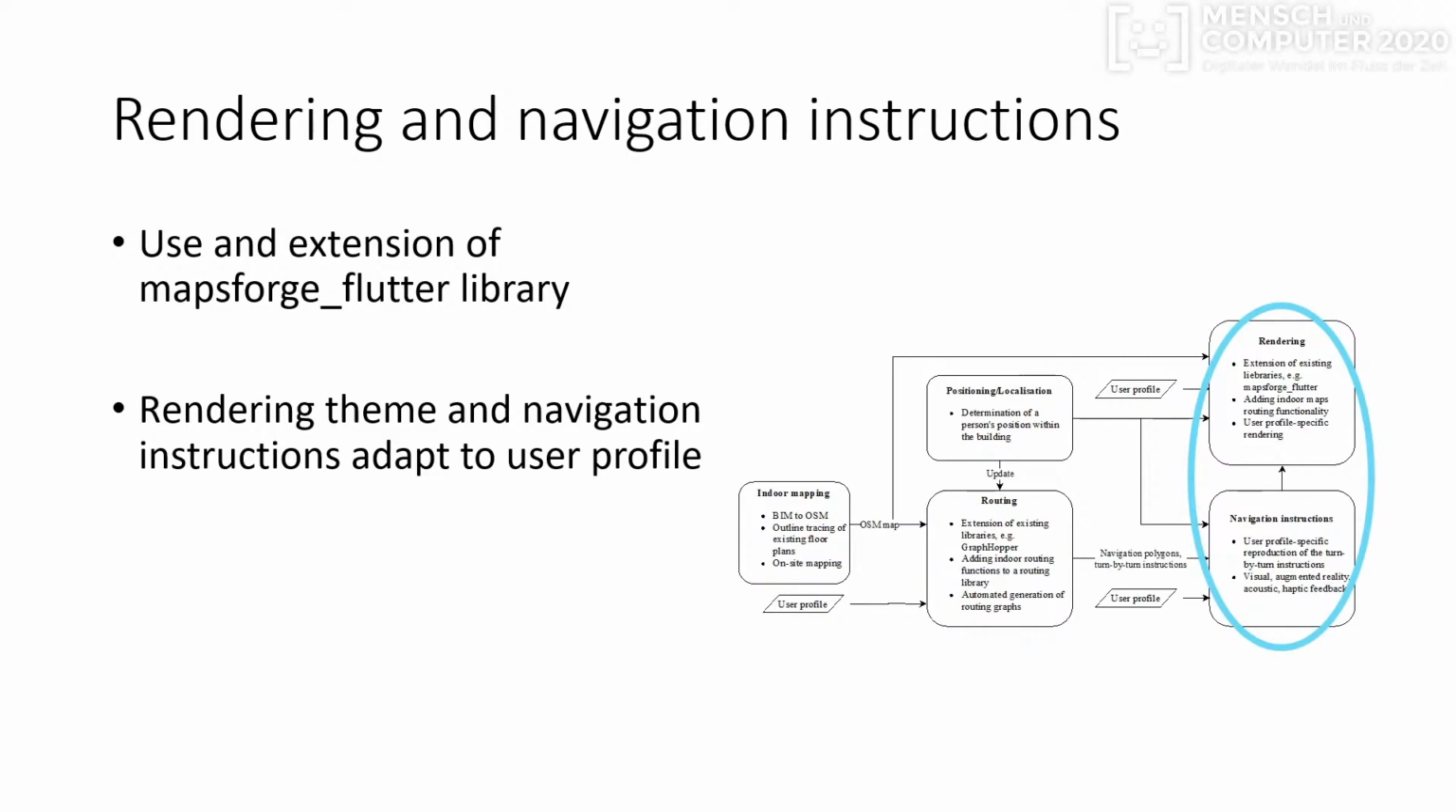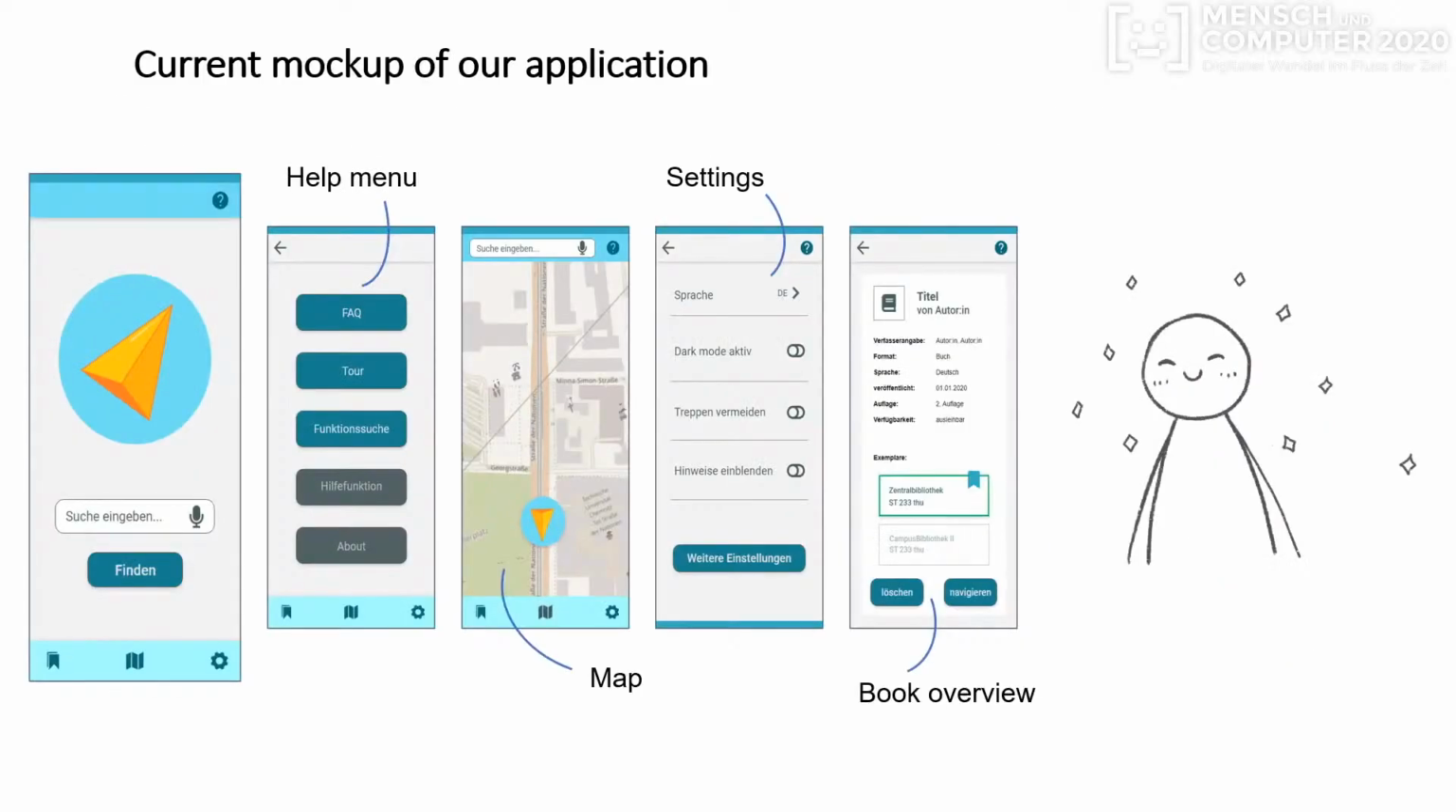The render theme, as well as the navigation instructions, will be adapted to the individual user profiles. Our app design is clear and simple for an easy indoor navigation while searching for books and workspaces in the library. To support the users, there are various options, for example, avoid the stairs during navigation. There's also a help menu that allows a connection to a member of the library staff.